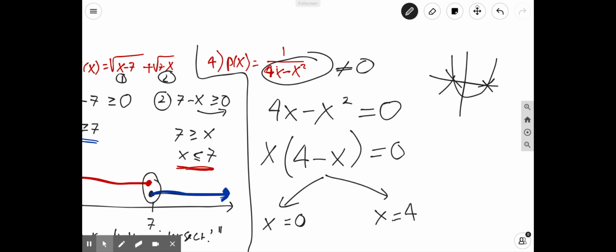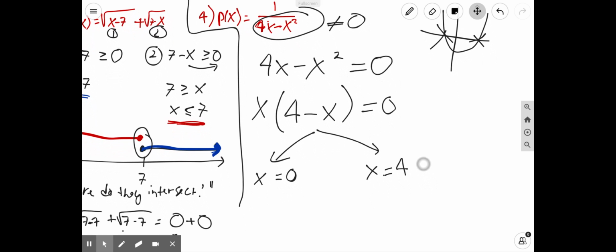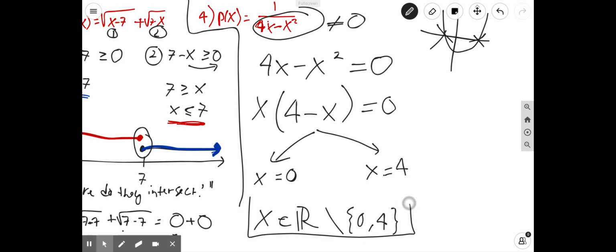So these two values will make the denominator of p of x equal to 0, meaning that your domain would be every number except for these. Except for 0 and 4. This is our answer.